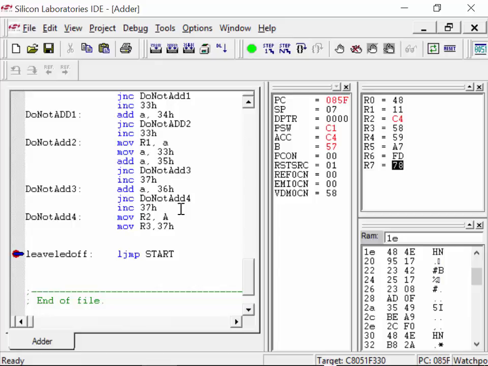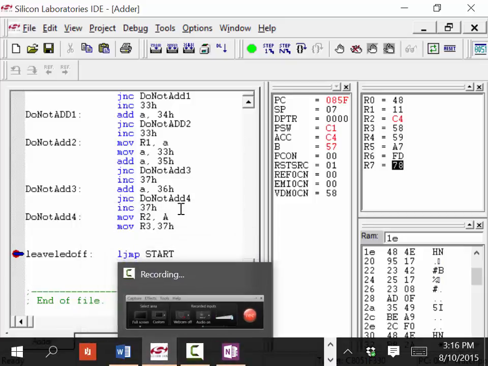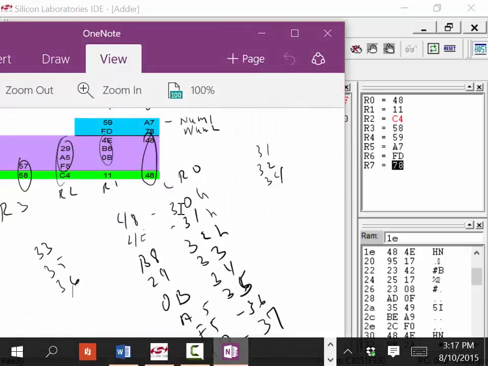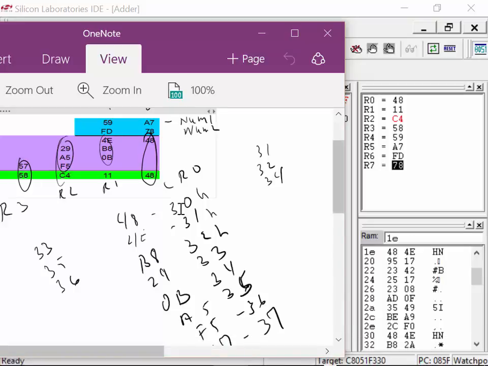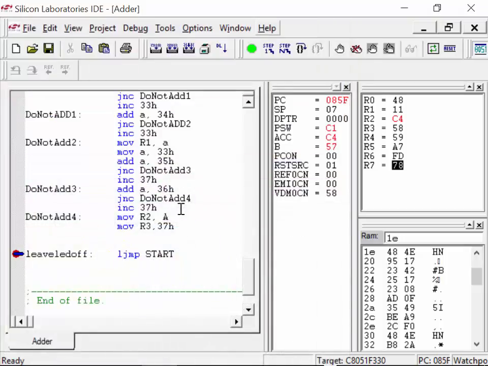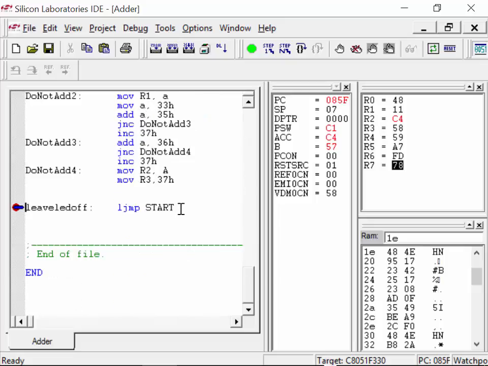All right. We've got 4811 C4 58. The right answer is 58 C4 11 48. So we got the right answer. We finally got through this problem. That's there. As you can see, it's a major problem.